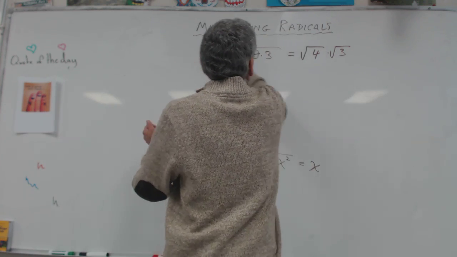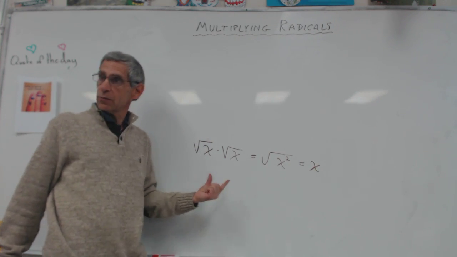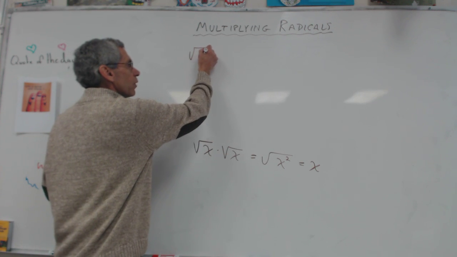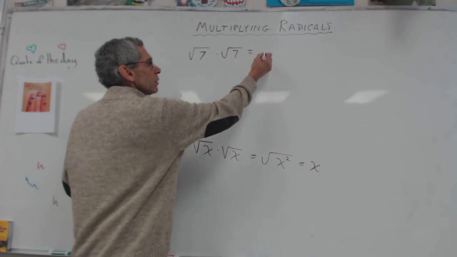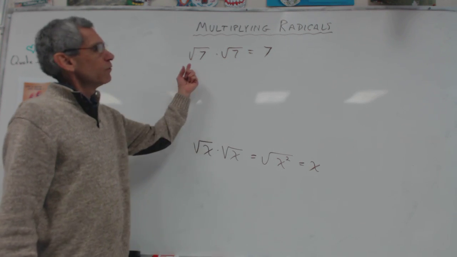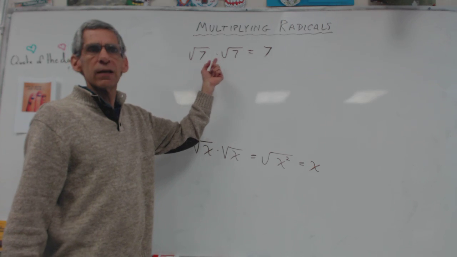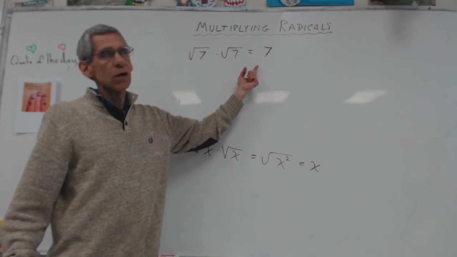If this is true, that the square root of x times the square root of x is equal to x, let's see if that works all the way. What's the square root of 7 times the square root of 7? 7. Are you serious? Square root of 7 times 7 is the square root of 49. The square root of 49 is 7. You're right.